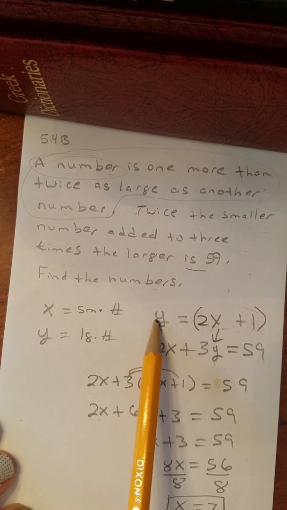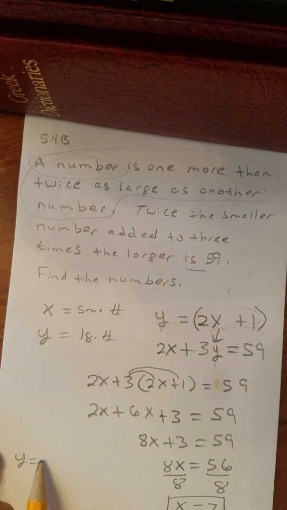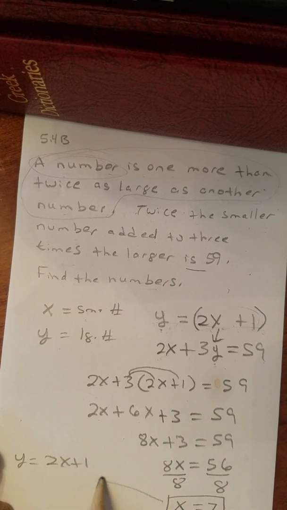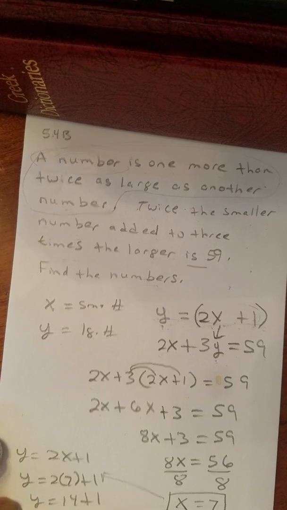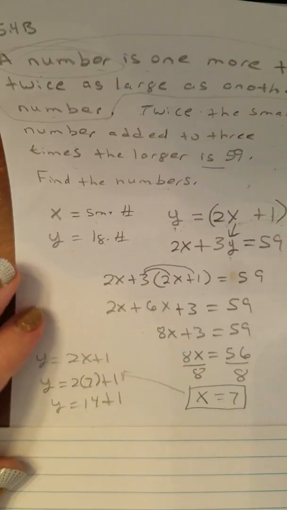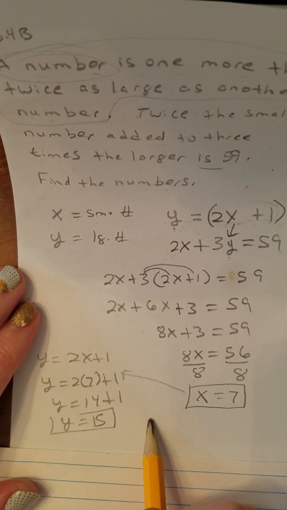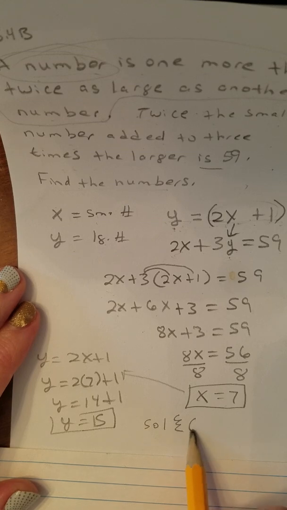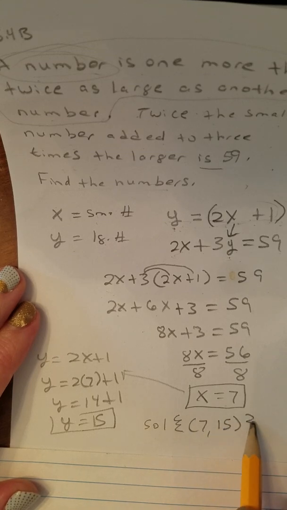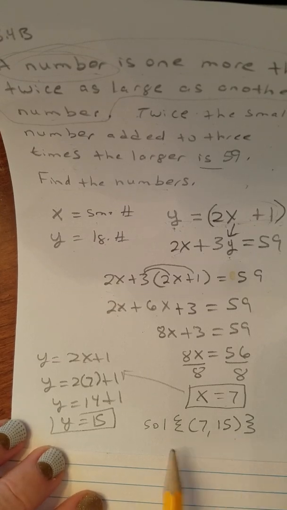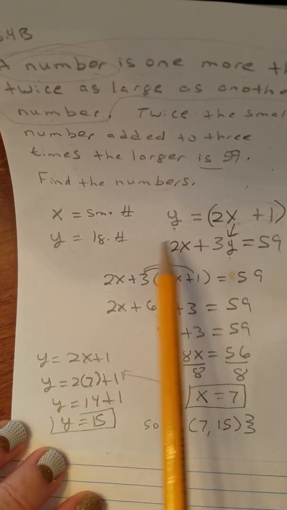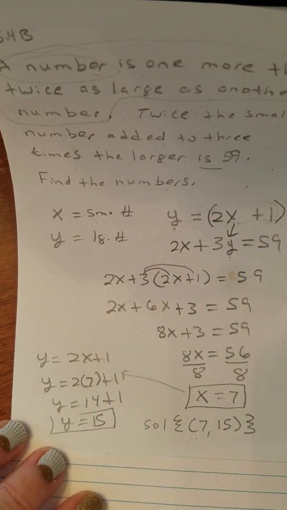And now I'm going to come back in here. Remember what we said y equals? We said y equals 2x plus 1. So I'm going to substitute in that 7 for x. And I get y equals 14 plus 1, and y equals 15. So here our solution is when x is 7, y is 15. Again, you need to do the check step to plug in and see if you get true statements for both of them. So to me, I saved you several steps by using the substitution method.